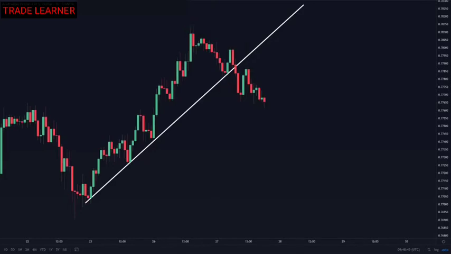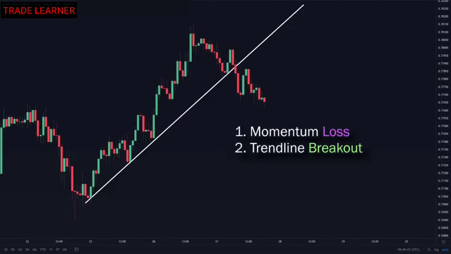So let's recap what we have currently. First, we have momentum loss indicated by the price failing to form higher highs. Then, we have a trendline breakout indicating that the uptrend structure was broken. And finally, we have a current downtrend, because price is forming lower highs and lower lows. So all these factors combined have confirmed that the trend has shifted to the downside.